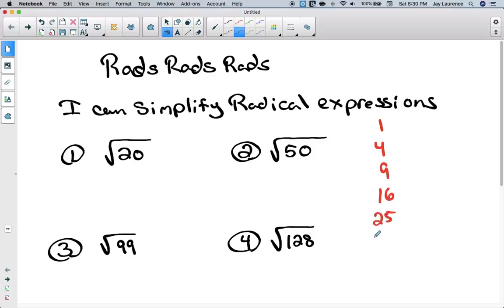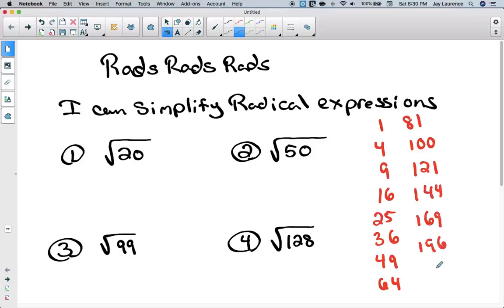Now, I know my perfect squares pretty high, and so I'm just going to make this list now. 49, 64. Where are we at here on 9? So 81. 10 squared is 100. 11 squared is 121. 144. Ooh, that's gross. 169. 196. And 225. Excuse me. And I'll go higher than that if I need to, but I think that's going to work for this video.